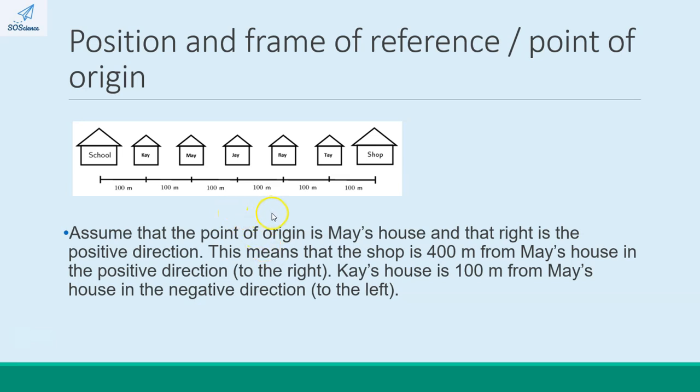Let's take a look at another example. In this case, the point of origin is May's house, and to the right or towards the shop is the positive direction. So that means that the shop is 400 meters away from May's house to the right, which is the positive direction. If we consider Kay's house relative to May's house, well, it is 100 meters away from May's house to the left, which is the negative direction.